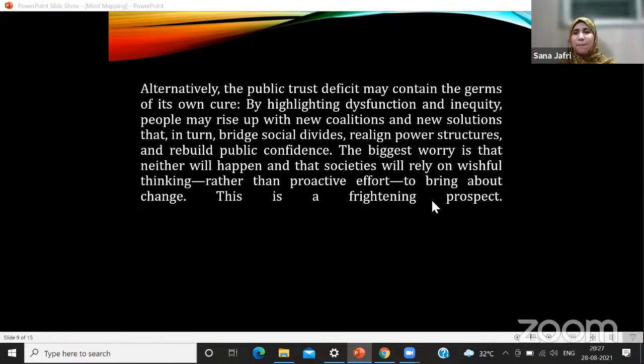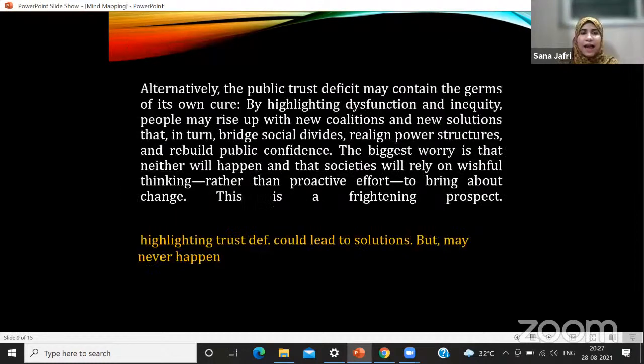So in my opinion, this para is not that important. This para is only telling that it could have happened that by highlighting this issue something good would happen, a solution would emerge. But ultimately nothing of that kind is going to happen. It's all wishful thinking.